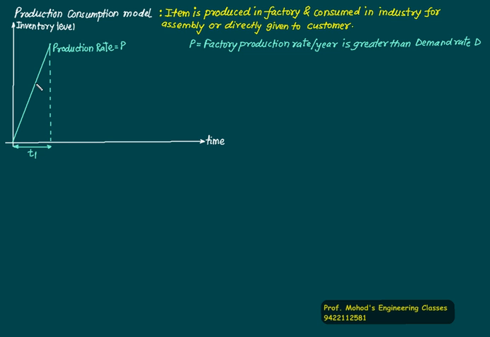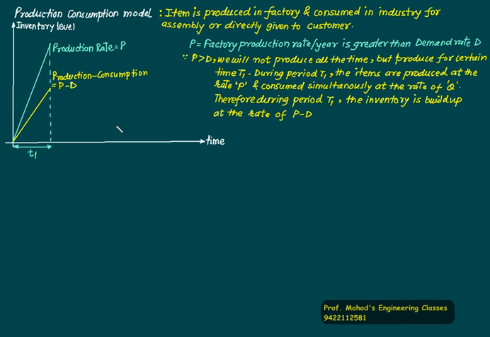During the same period, there is a demand also. So the actual inventory available at the end of the period T1 will be P minus D. If the production rate is higher than the consumption rate D, then we will not produce all the time, that is for T1 plus T2, but produce for a certain time T1. During this period T1, the items are produced at the rate of P and consumed at the rate of D, and therefore during period T1 the inventory is built up at the rate of P minus D.